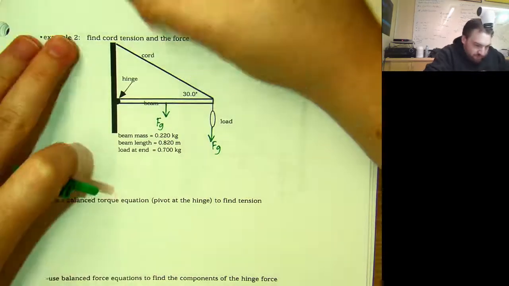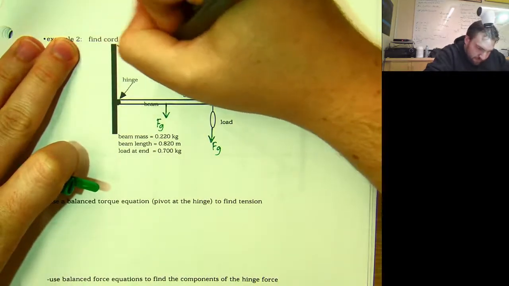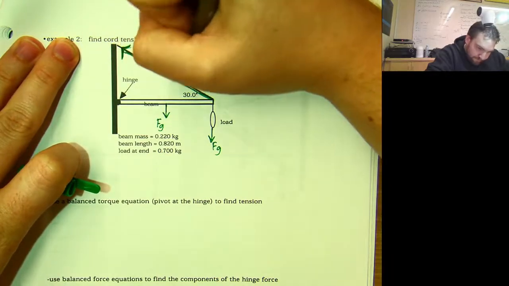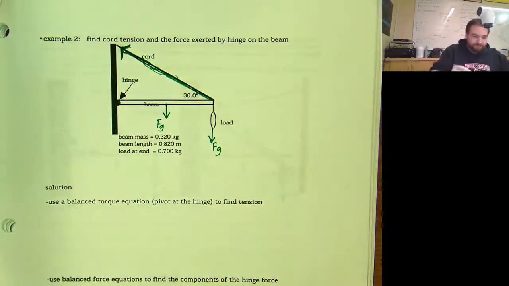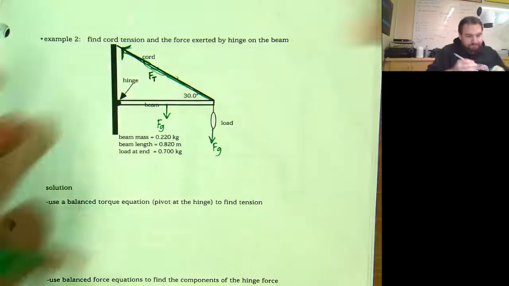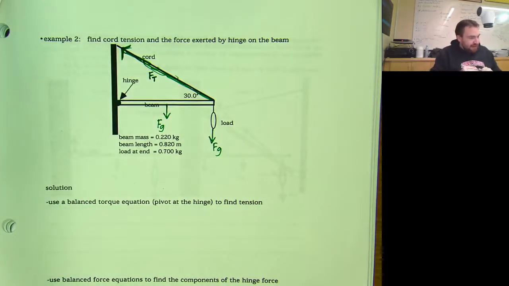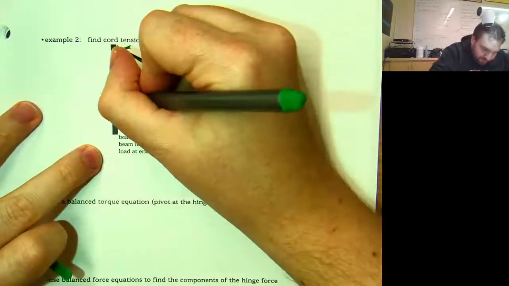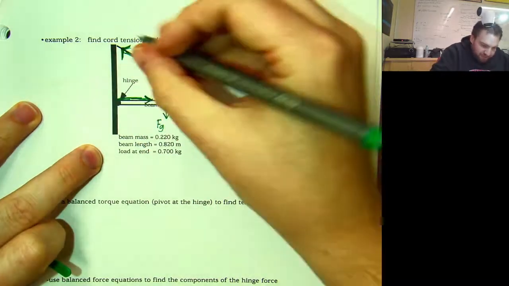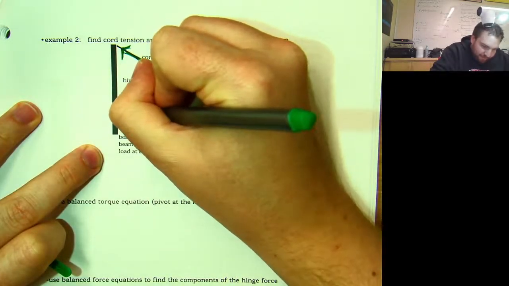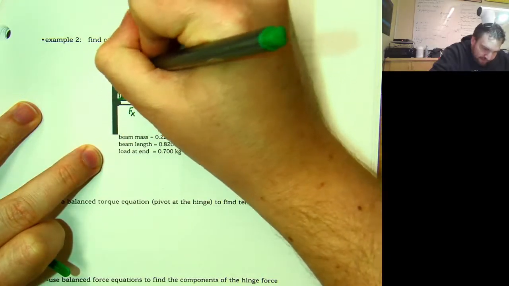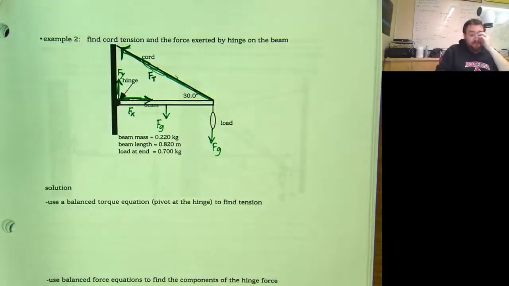There's going to be a tension acting upwards here. Tension. And now the hinge is this guy here. We're looking for the force on the hinge. There is going to be an x component there, and a y component here. I know I called them an applied force upwards and a normal force outwards.